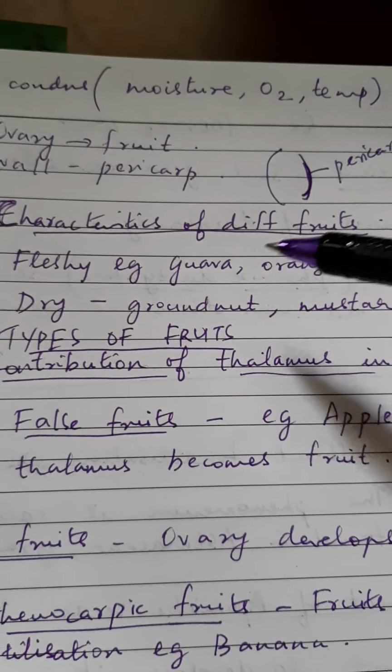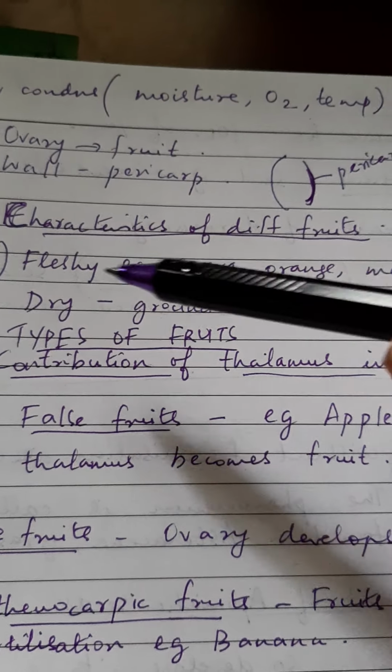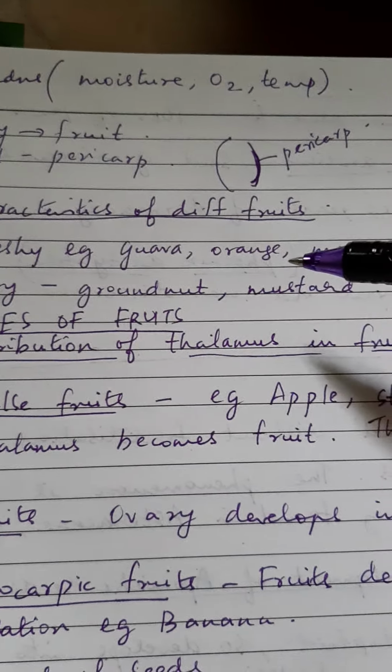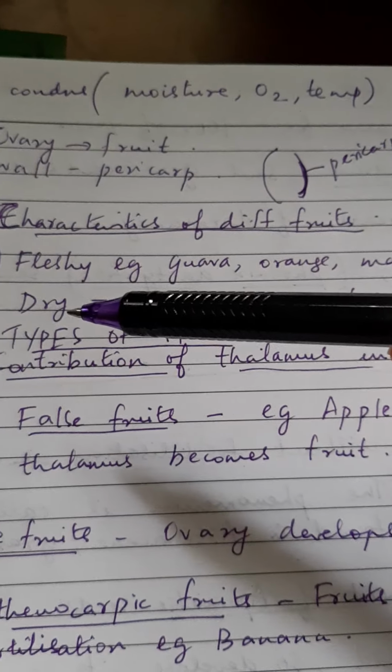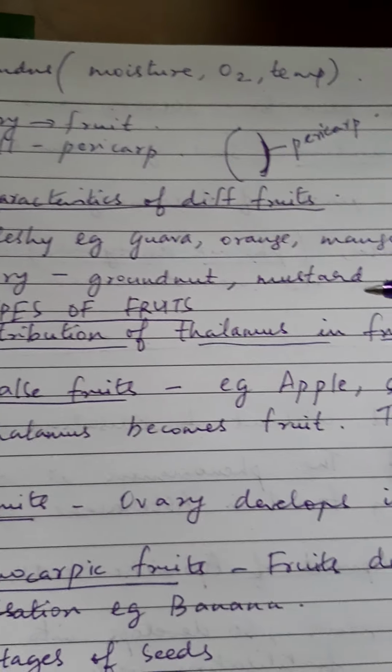Now the characteristics of different types of fruits. Some fruits are fleshy, as in guava, orange, mango, whereas some fruits are dry, as in groundnut, mustard.